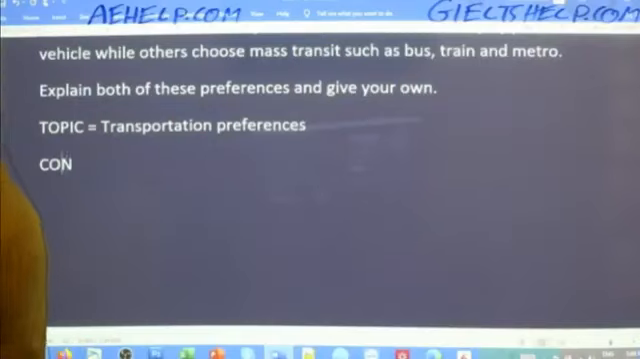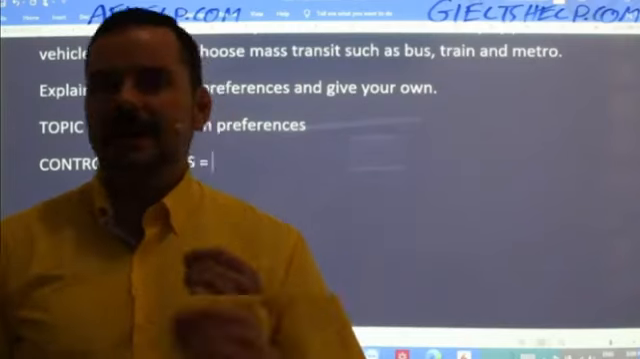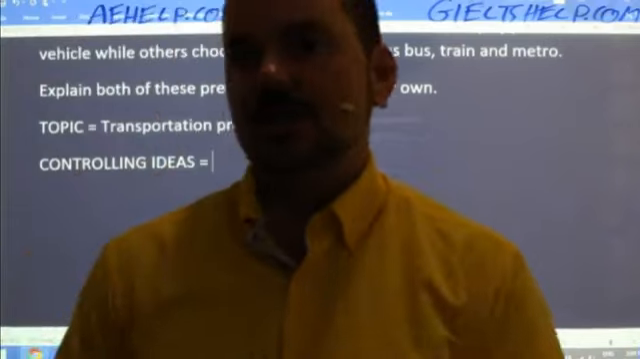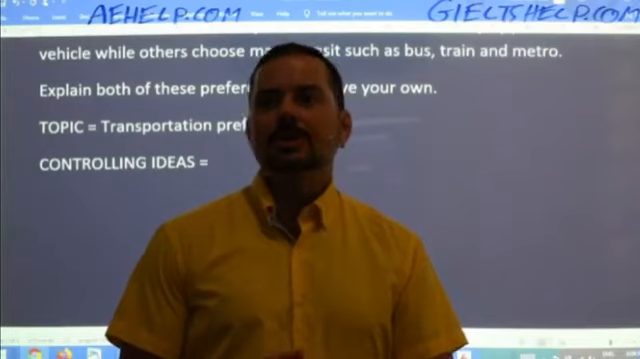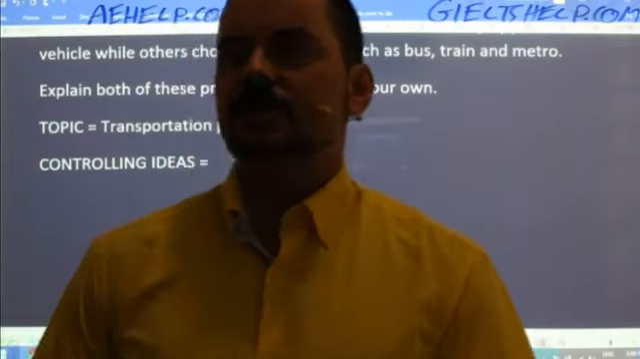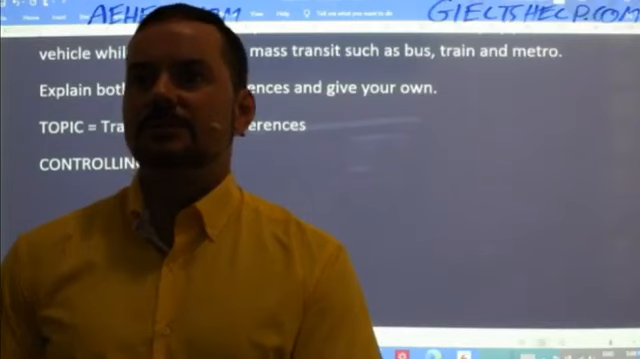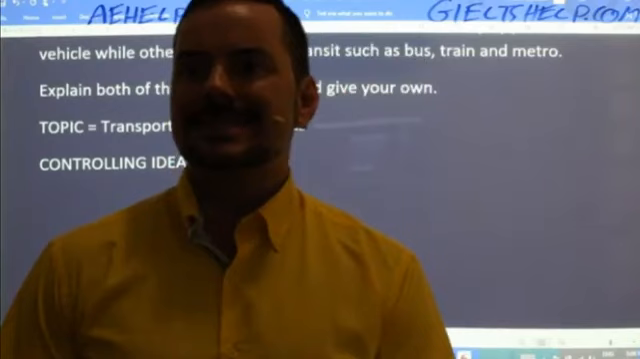So what are the controlling ideas? Okay, so the topic here, what we're talking about, is transportation preferences. So people's choice of transportation. That's what we're talking about here. Okay, what's the controlling idea? Vibe Hub says certain individuals love to use personal transportation while others love to use public transport. Don't just repeat the question, make it more concise.